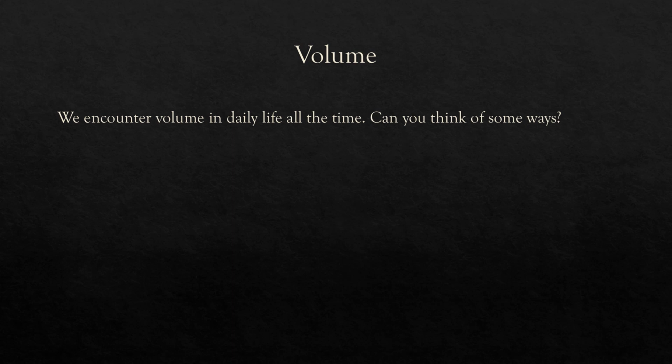We encounter volume in daily life all the time. Can you think of some ways that you encounter volume? Hopefully, you've thought about baking, measuring ingredients in volume, perhaps shopping at the store. If you want to compare prices, you have to compare the price per volume. You might use volume in chemistry when mixing chemicals together.